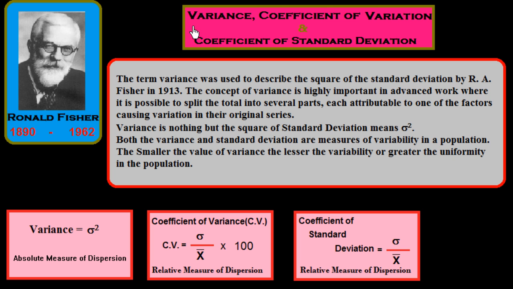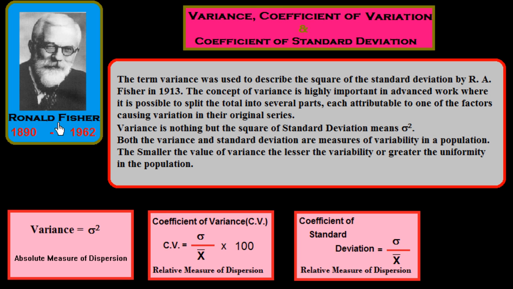Hi friends, in this session we study the variance, coefficient of variation and coefficient of standard deviation. The term variance was used to describe the square of the standard deviation by R.A. Fisher in 1913. Ronald Fisher was born in 1890 and died in 1962. The concept of variance is highly important in advanced work where it is possible to split the total into several parts, each attributable to one of the factors causing variation in the original series.